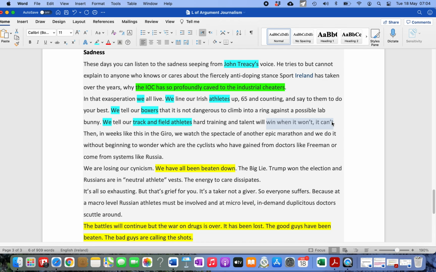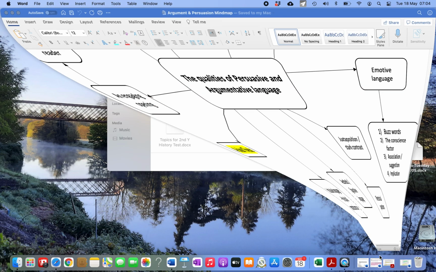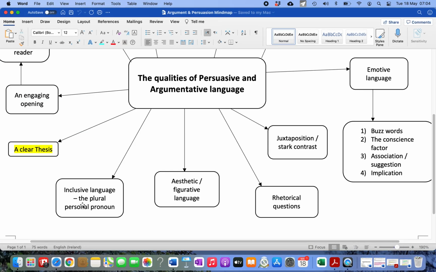But the most interesting thing there is the repetition of the plural personal pronoun. We: 1, 2, 3, 4, 5, 6. It's loads and loads of times in the piece. So what he's doing there is creating a sense of inclusivity between himself and his reader, making the reader feel as if they're being directly addressed, making the reader feel as if they're involved in the discussion.